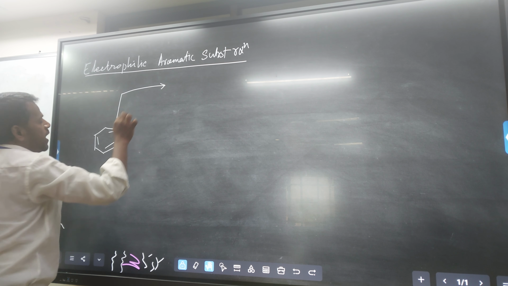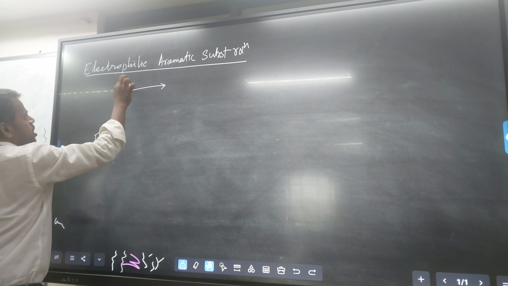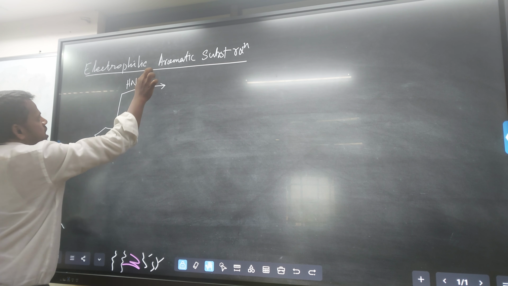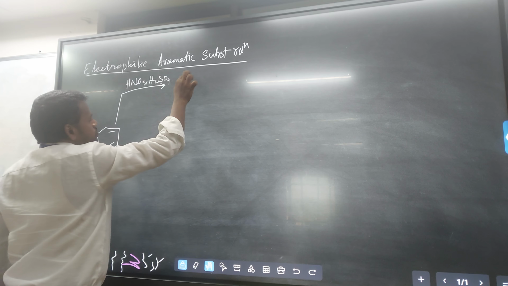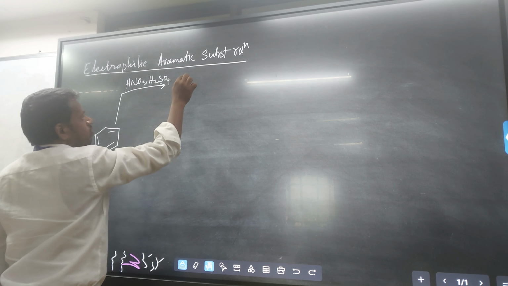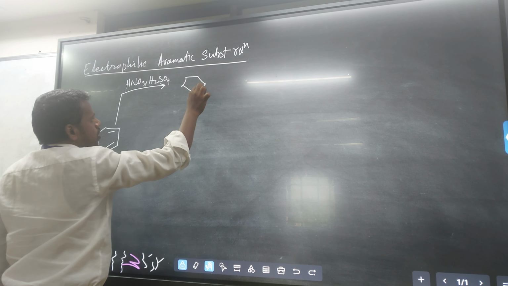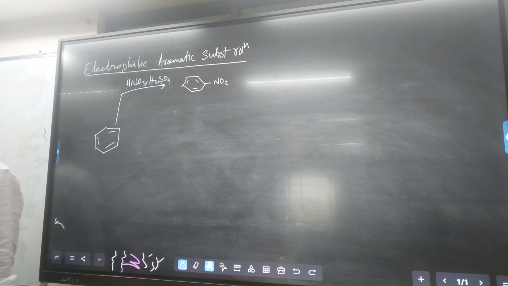First, we add the nitrating mixture. You know the nitrating mixture, right? Sulfuric acid mixed with HNO3. That is the nitrating mixture. When you add the HNO3 and H2SO4, maybe I can draw like this. You get NO2. This is a nitration reaction.